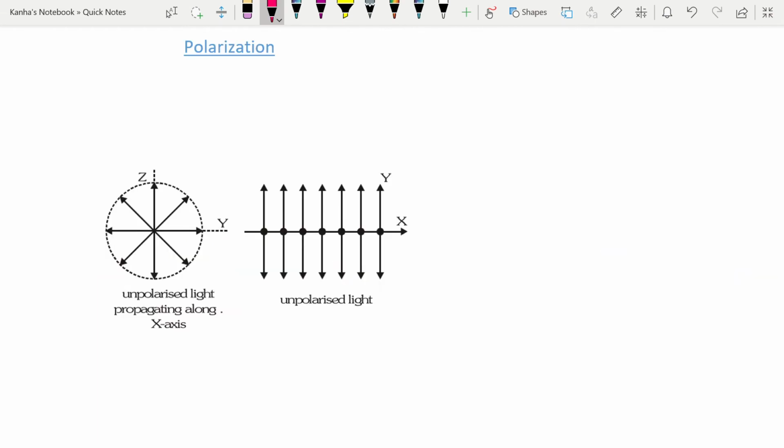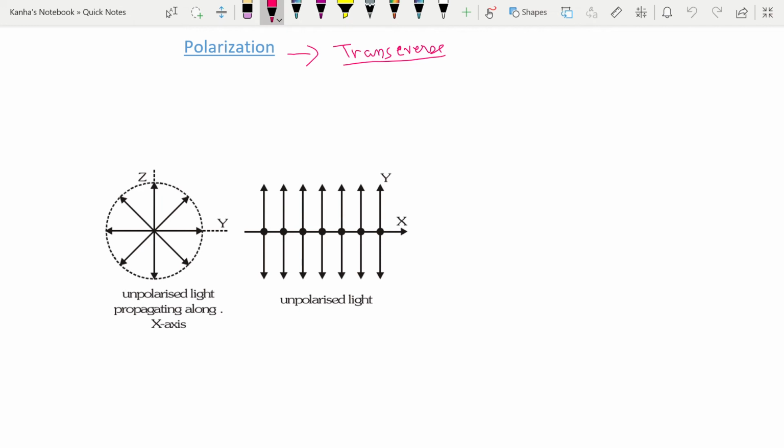In the previous section we looked at the phenomena of interference and diffraction, but we did not see whether this wave motion is longitudinal or transverse. The phenomenon of polarization confirms that the light wave is a transverse wave. So let's talk about polarization. To begin with, we need to look at what unpolarized light is.